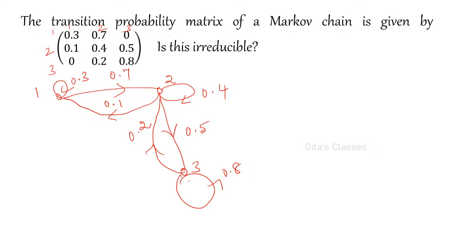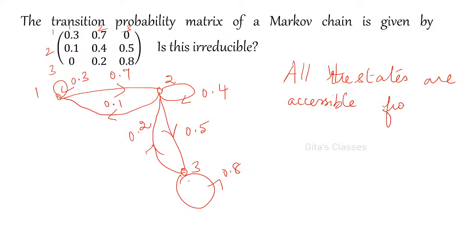Now the question is, is it irreducible or not? If you are able to reach from each state to all the other remaining states, then it is irreducible. So now all the states are accessible from each other. Therefore, it is irreducible.